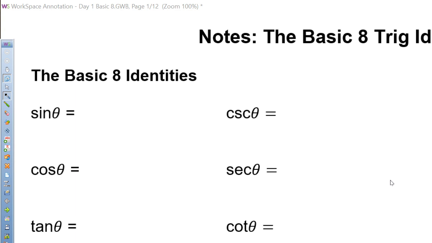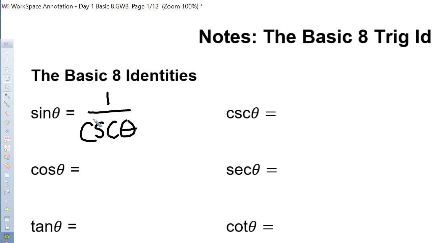Okay, so today we are starting our trig proofs, and today we're starting with the basic 8 trig identities. And you see 6 on the screen, but it's actually disguised as 8, and I'll show you what I mean here in just a moment. So, sine of theta, what's the reciprocal for sine? Cosecant. So sine of theta could be written as 1 over cosecant of theta. And cosecant of theta is the reciprocal for sine, so we can write it as 1 over sine of theta.